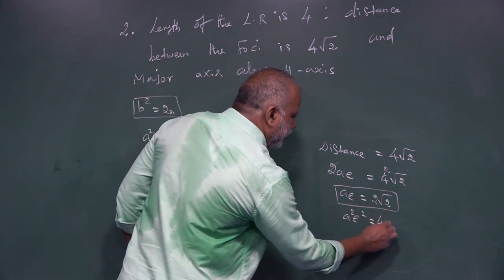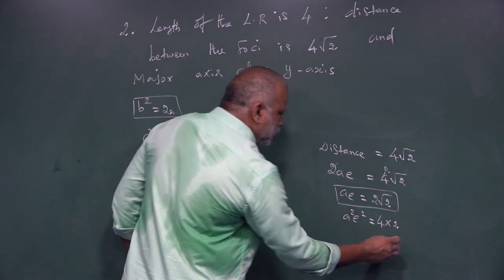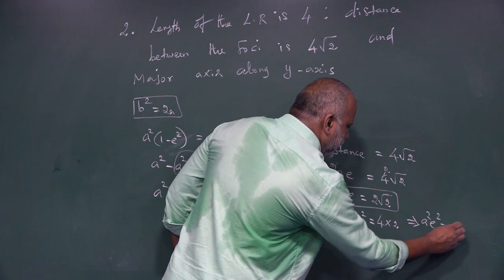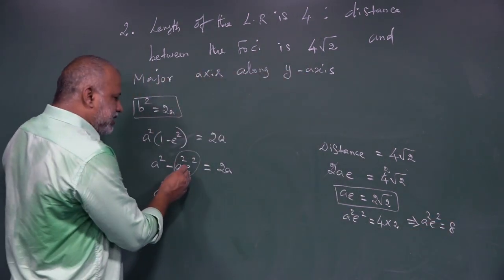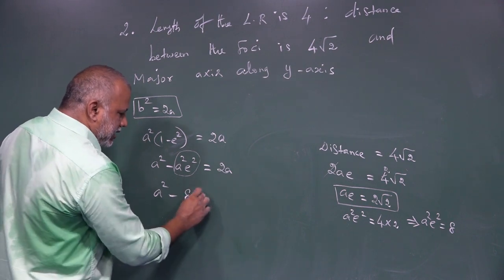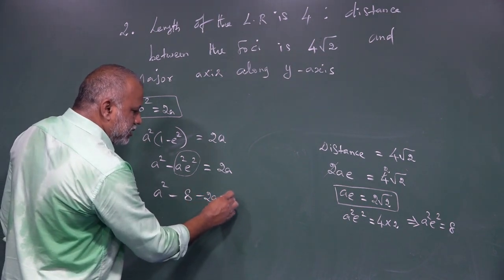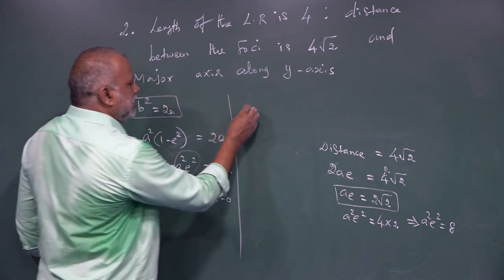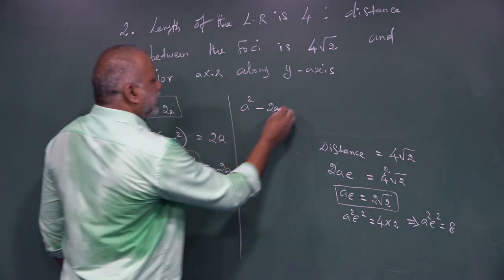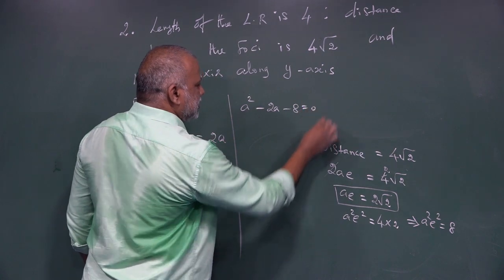2 squared becomes 4, root 2 becomes 2, therefore we get A squared E squared equal to 8. So instead of this A squared E squared, I can replace the number 8 and convert to the same side. See, we are getting a quadratic equation: A squared minus 2A minus 8 equal to 0.